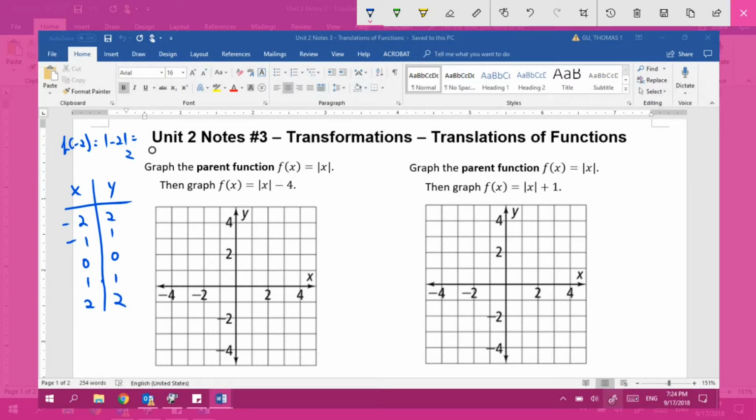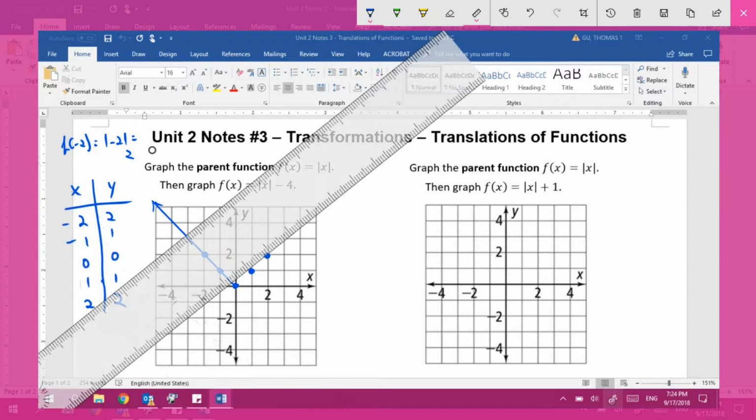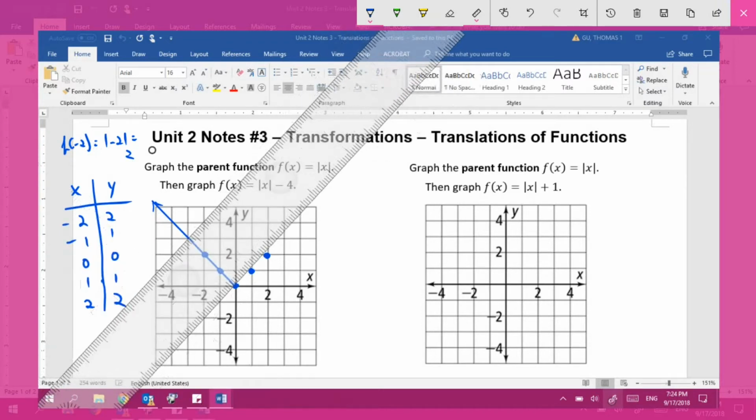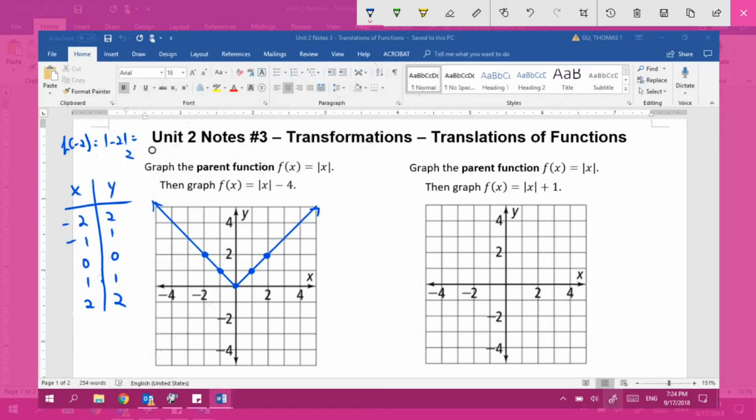Let's graph those points. -2, 2, -1, 1, 0, 0, 1, 1, and 2, 2. And let's connect it. Absolute value function needs to look like a V, okay? So boom, and on the other side, over here, there we go. So there's our parent function for absolute value.